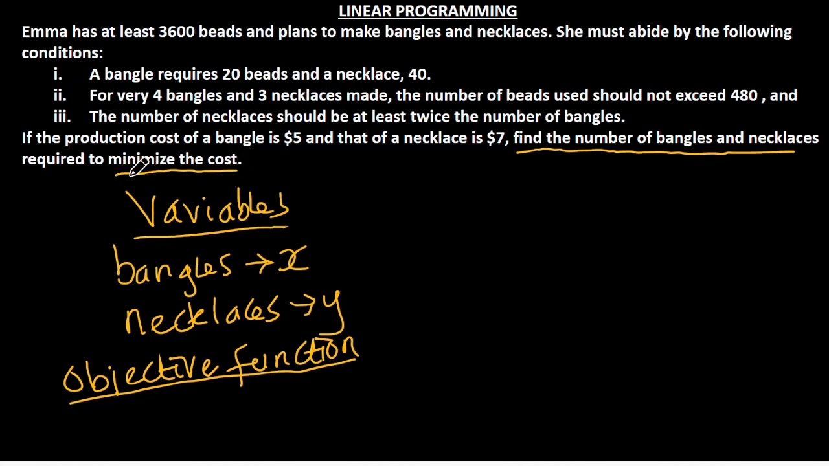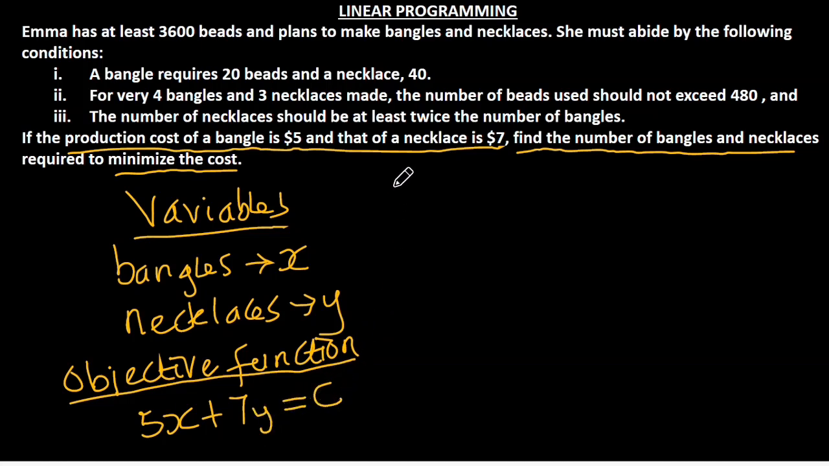Therefore, we can simply write our objective function by looking at the question again. This question tells us that the production cost of a bangle is $5 and that of a necklace is $7. From that, we can simply write our objective function as 5x plus 7y equals a certain constant that we shall be able to generate later.